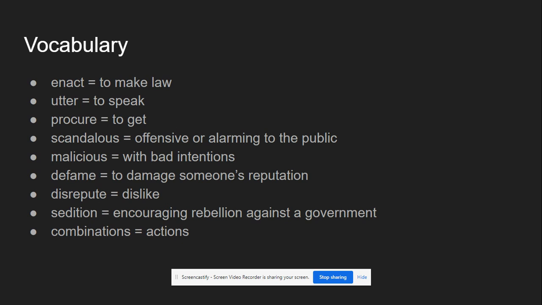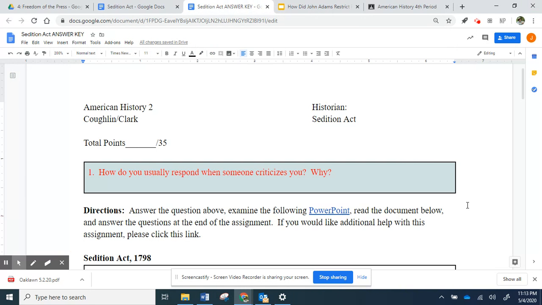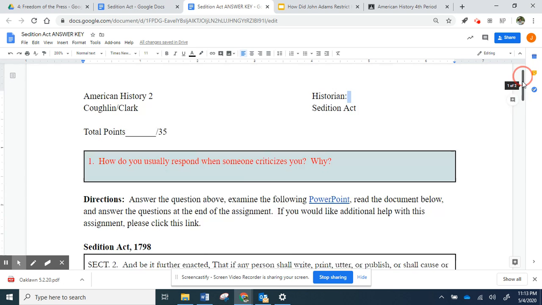Vocabulary: enact is to make a law, utter is to speak, procure is to get, scandalous is offensive or alarming to the public, malicious is with bad intentions, defame is to damage someone's reputation, disrepute is to dislike, sedition is encouraging rebellion against the government, and combinations are actions. So let's read it. It's a very short reading today. Alright, we got questions at the end, which we'll go over a couple of them for you.